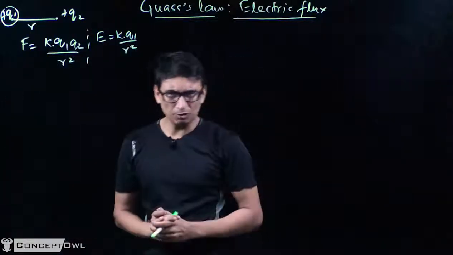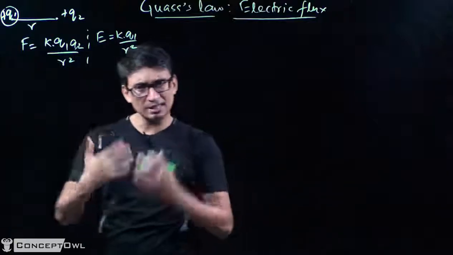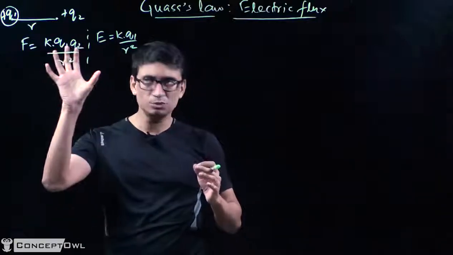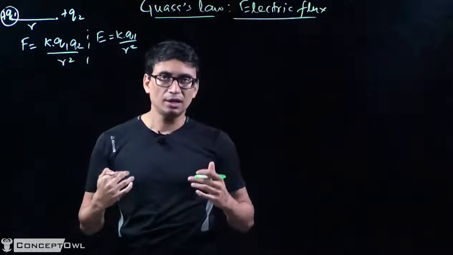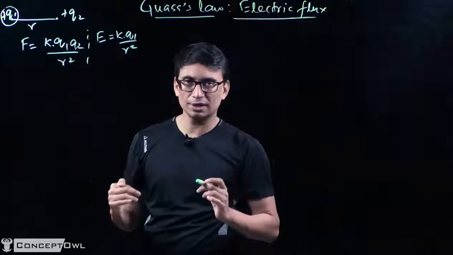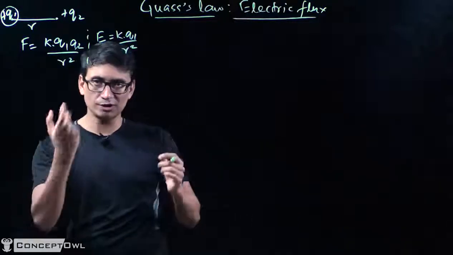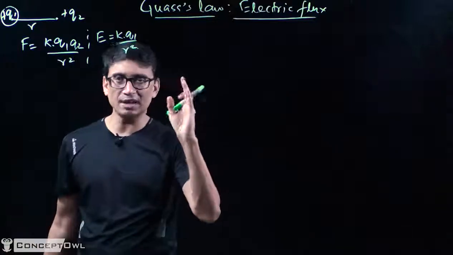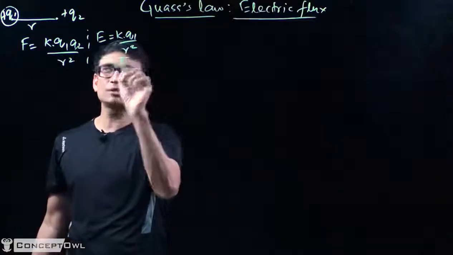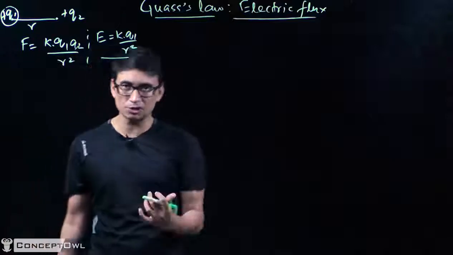Now there is another way to state the same thing, but it looks very, very different, and that is what we call Gauss's law. Gauss's law also will tell us, for a given charge or charge distribution, what the electric field is at a given point. So here this is using Coulomb's law. Now I'm going to talk about Gauss's law.